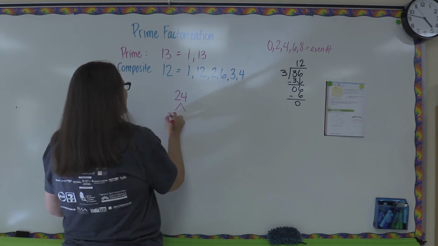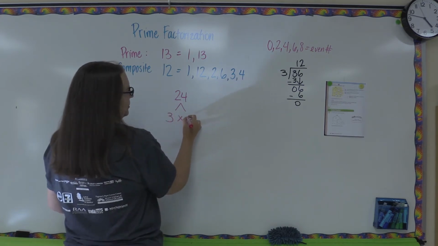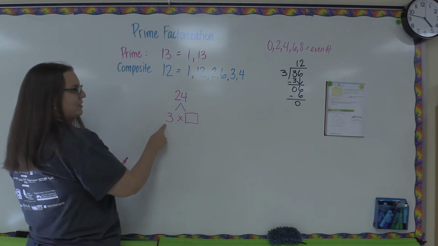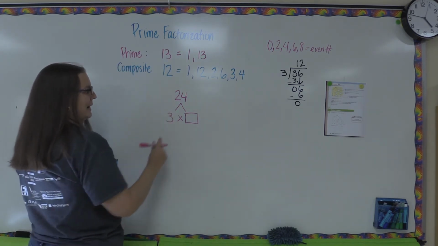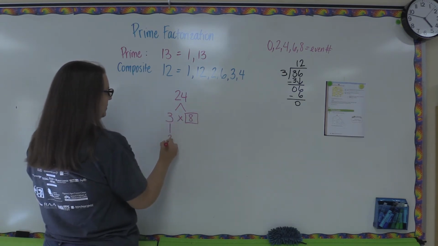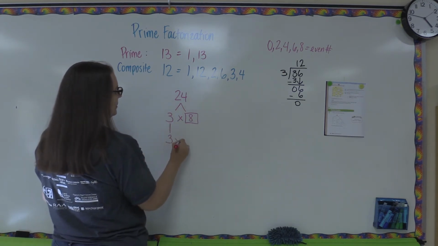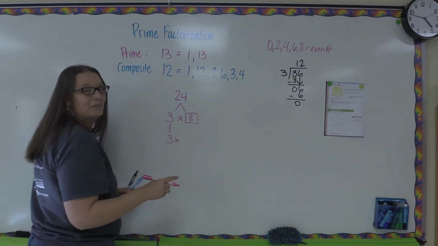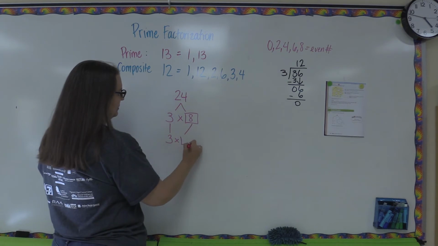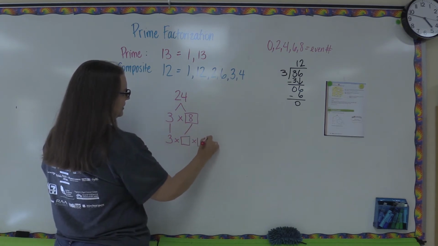They already told us that they're going to start with a 3. So 3 times something. Well, let's use our minds. How many 3's fit into 24? That would be 8. Now, the 3 is fine because it's prime, so we're dropping it down to the next level. The 8 is not prime. There are more than one factor for 8. So we need to keep going until we get it down to those prime numbers.